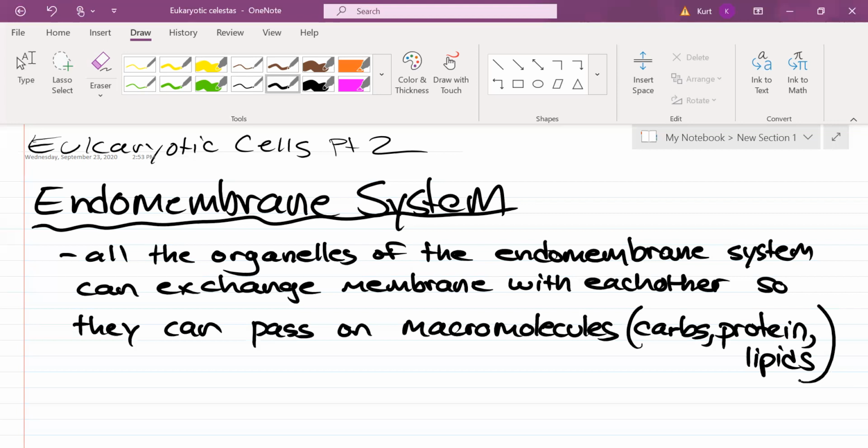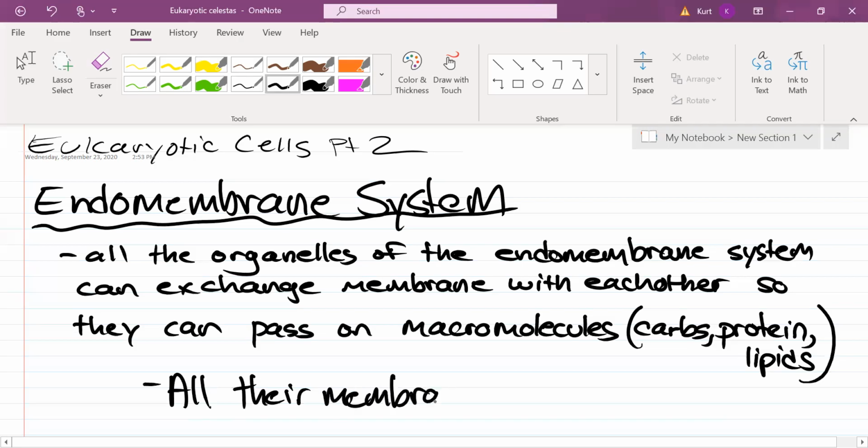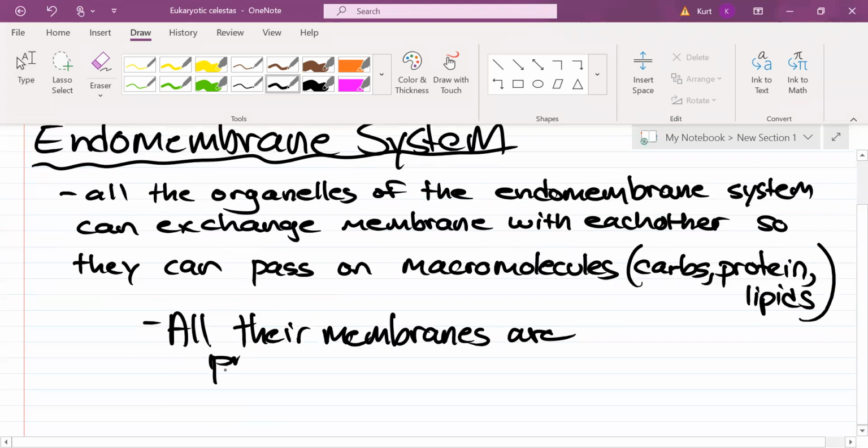Good. Now, next point I want to make is how in the world can all these different organelles pass this on? This is like having the same currency. You could go to Japan, Norway, China, Mexico, France, Brazil, all these places. You don't have to exchange your money for their money. This is all going to be the same. The reason why is because all their membranes are primarily a phospholipid bilayer.